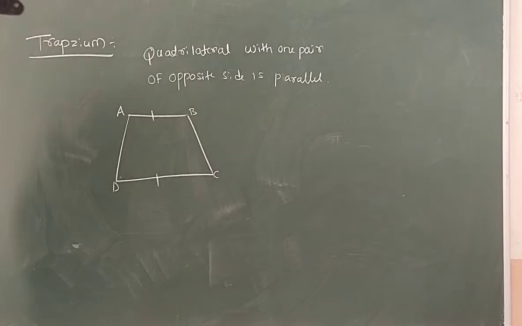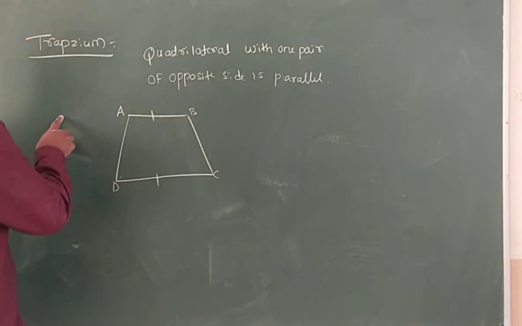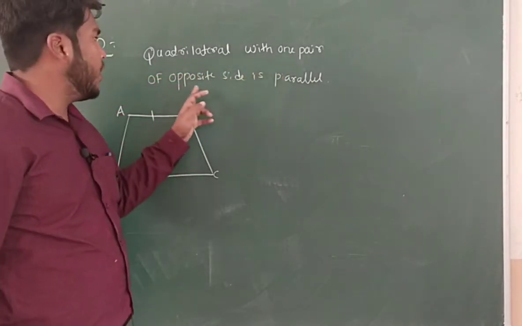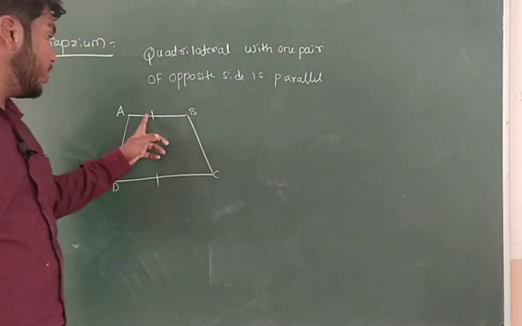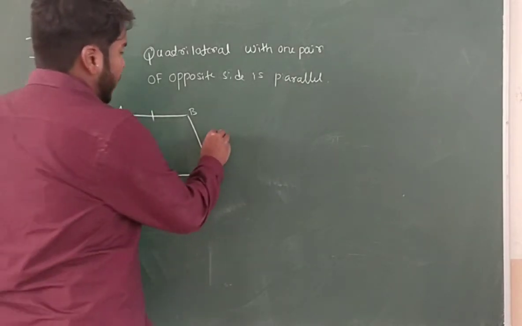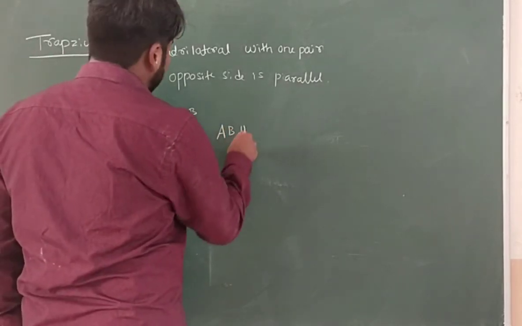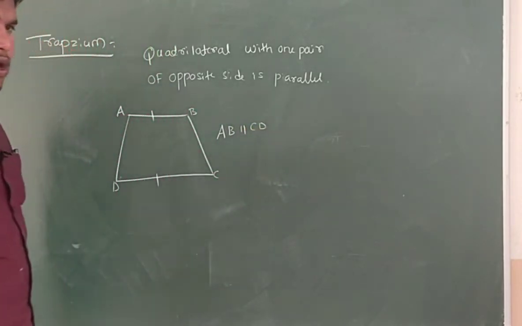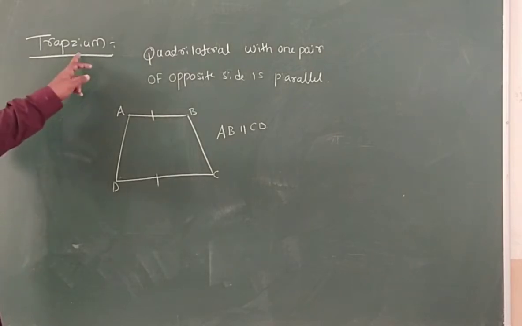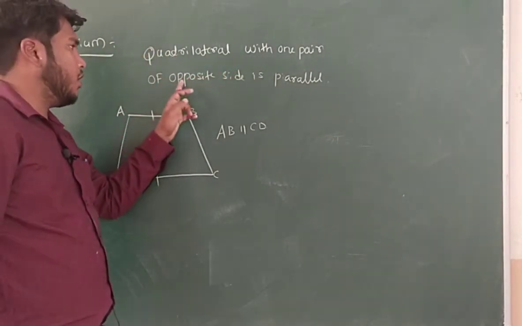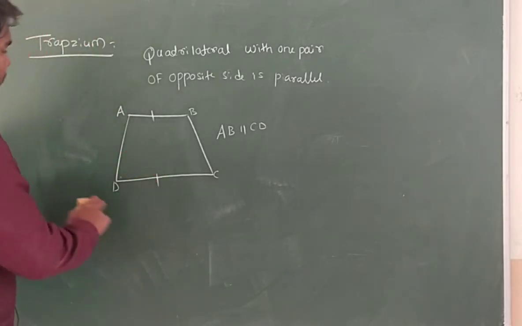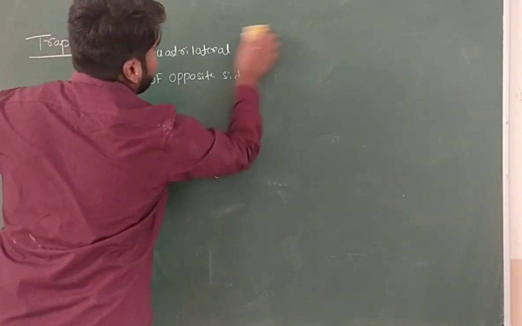So what we can give the definition. So how to find the area of trapezium, I need to define or find out. So here a quadrilateral with one pair of opposite sides parallel means AB is parallel to CD. You can write AB is parallel to CD. Okay, so this is one trapezium definition. So see here once again, quadrilateral with one pair of opposite sides parallel. So how to find the area of trapezium, we are going to study now.